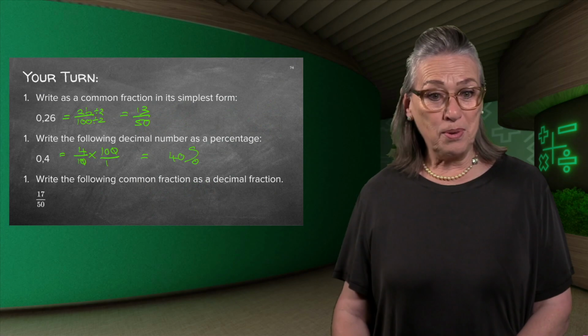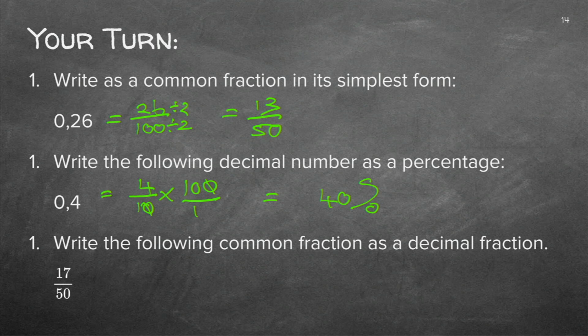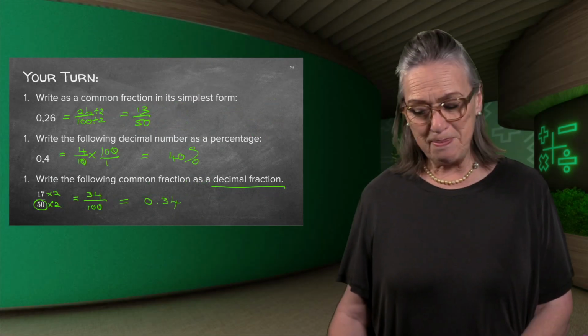And then the last one, write the following common fraction as a decimal fraction. So remember, we have to get this as a power of 10. In order to do this, we're going to multiply this by 2 and that by 2. This will give us 34/100. And they ask us to write it as a decimal fraction. So this then will be 0.34. Perfect.